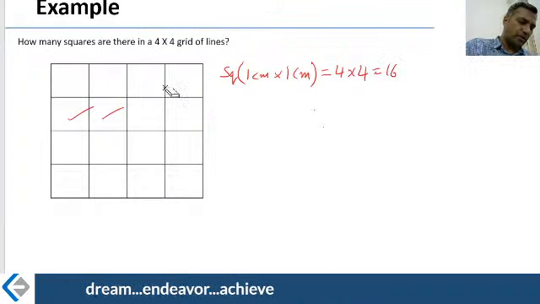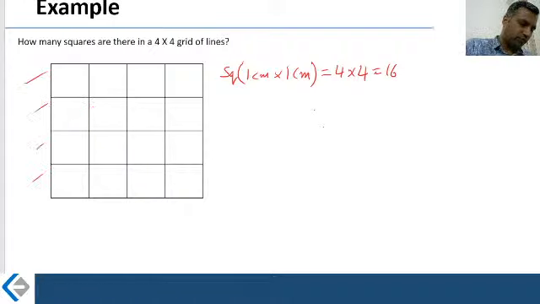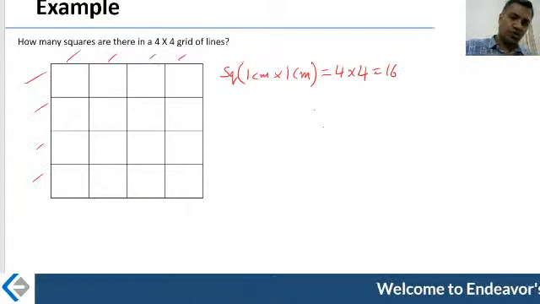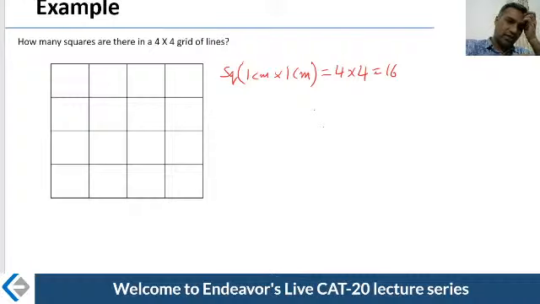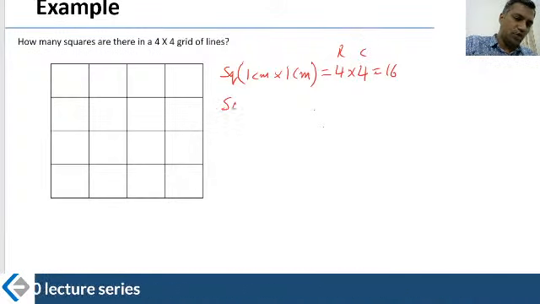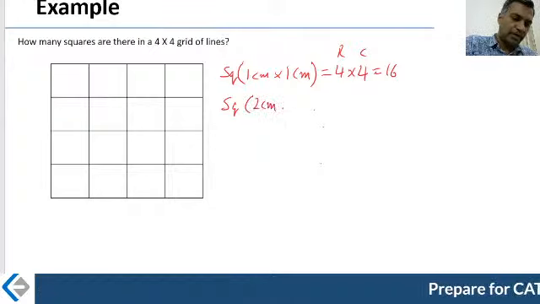How do you count? You will find the number of rows. 1, 2, 3, 4. 4 rows and 4 columns. You will say that there are 16 cells. Very good. Whichever way you count does not matter to me. So I just counted as rows and columns. 4 rows, 4 columns, 16. Done. So if I ask you how many squares of dimension 2 centimeter by 2 centimeter are there?